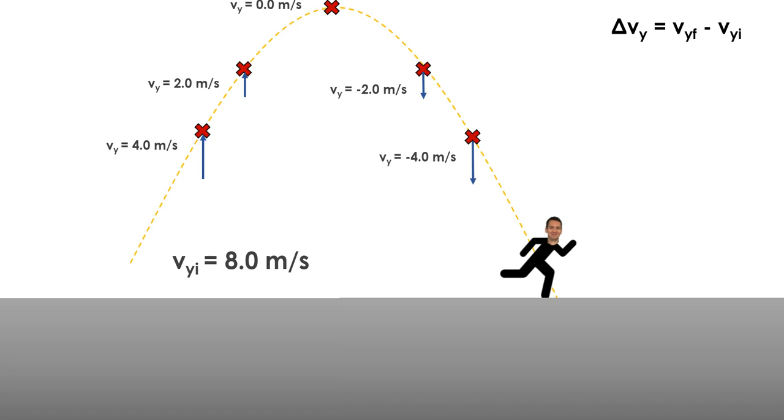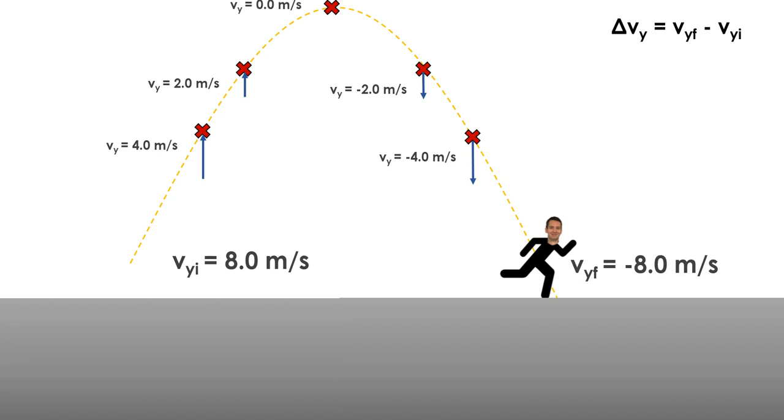I'm sure you can see a pattern emerging here. So considering that his vertical velocity at takeoff was 8 meters per second, what do we think his vertical velocity will be at contact? Minus 8 meters per second.